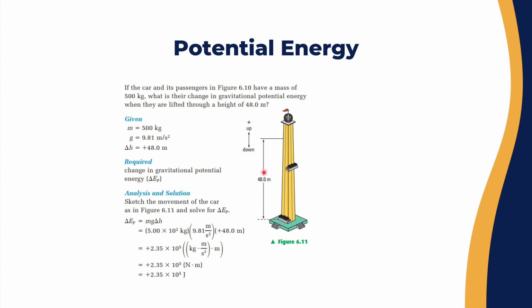Now we can have a convention: up is positive, down is negative. Delta EP equals mg delta h. We have all those variables as givens. So mass would be 5 by 10 to the power of 2 by 9.81 by 48 meters. That would give you 2.35 by 10 to the power of 5 joules. And that is the potential energy exerted on this cart as it is lifted up to 48 meters.